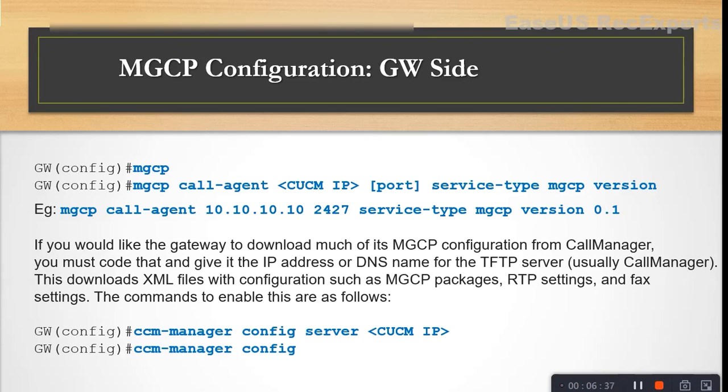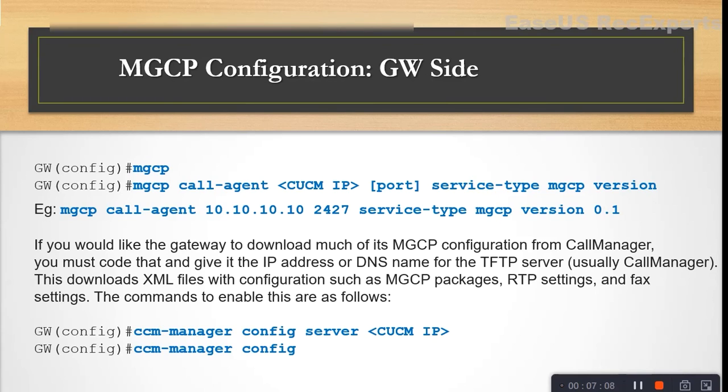So you don't have to configure all the parameters, all the configurations. It's just four important commands. So it's MGCP, MGCP call agent with CUCM IP address, port which is by default MGCP port 2427, service type and version. So these two are important commands. Then we have these two commands: ccm-manager config server, CUCM IP address, and then ccm-manager config.